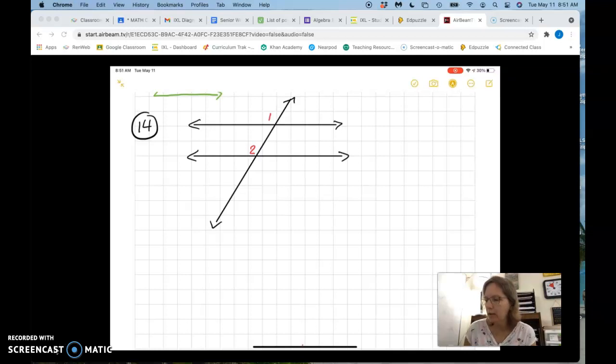So when they're on the same side of the transversal and they're both above the parallel line, they are called corresponding angles because they're in the same place, essentially. Corresponding angles are congruent.